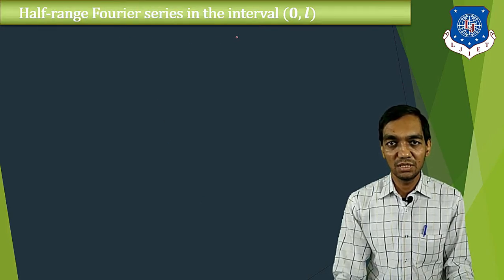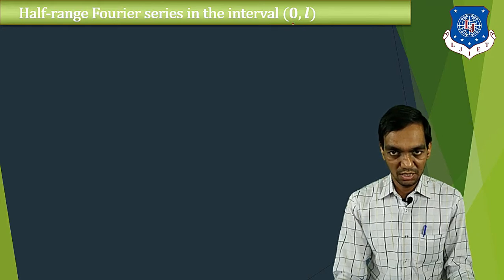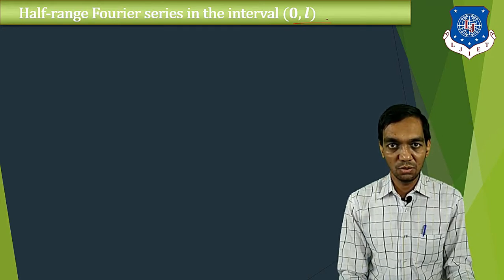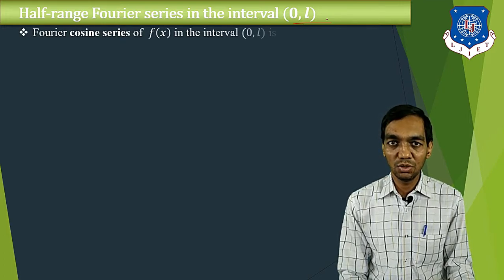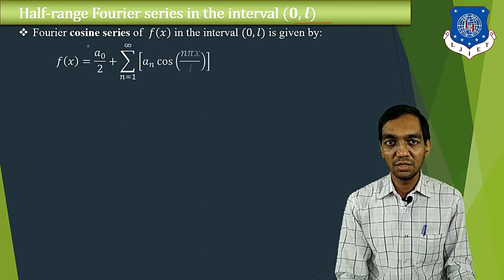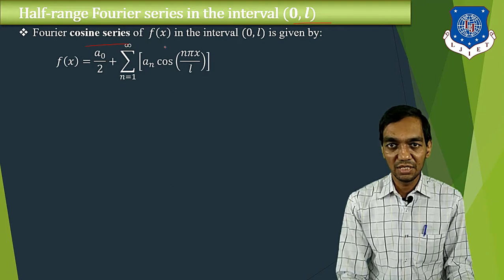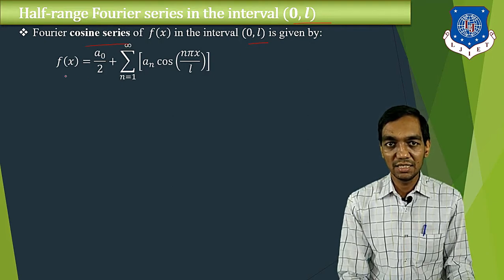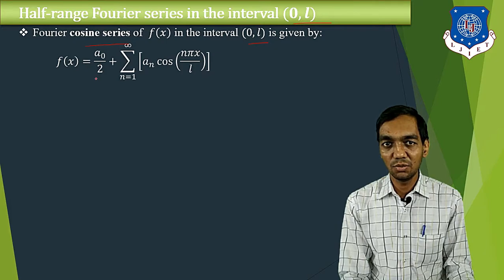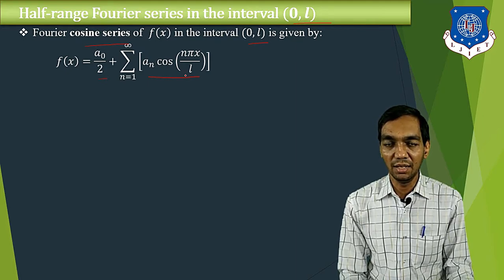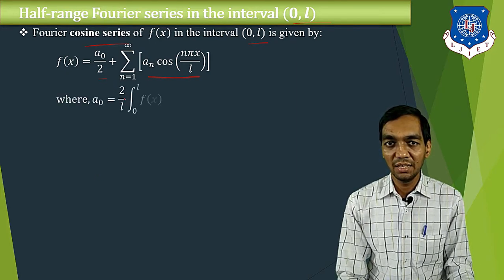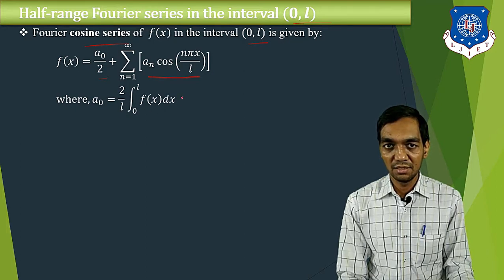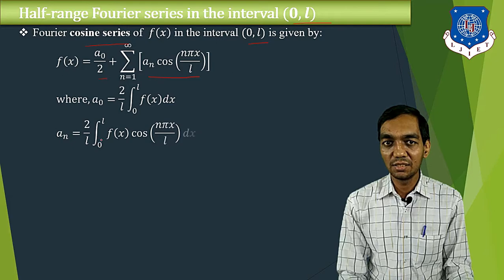Now, what is the half-range Fourier series? If you define the Fourier series on the interval 0 to L, then it is called the half-range Fourier series. Basically, you have two types of half-range Fourier series. The first one is the half-range Fourier cosine series, defined on the interval 0 to L, and it is given by f(x) = a0/2 + sigma n running from 1 to infinity of an cos(n pi x/L), where a0 is given by 2/L integral 0 to L f(x) dx, and an is 2/L integral 0 to L f(x) cos(n pi x/L) dx.